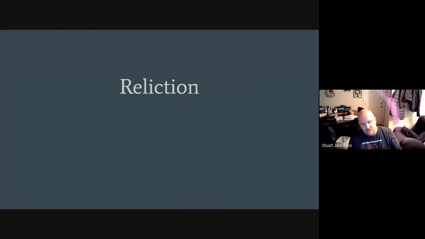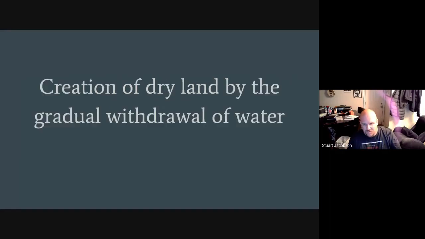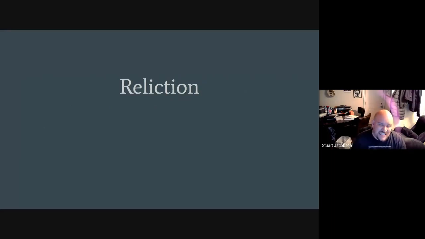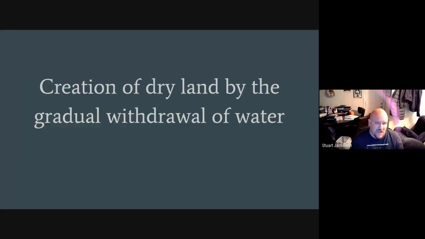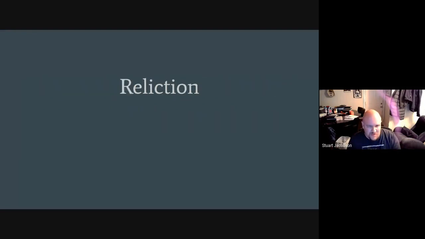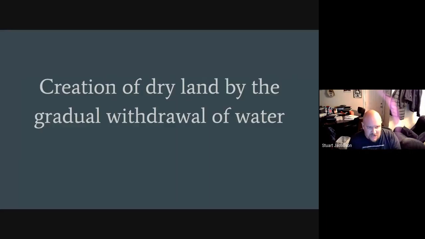Reliction. This is a creation of land by the gradual withdrawal of water. They sometimes refer to this as a form of accretion as well. So reliction is a form of accretion where land is created by the gradual withdrawal of water. So things like dry up, recede. Okay, that's why you see the RE, reliction. I always think of it as receding. So that's the gradual withdrawal of water.